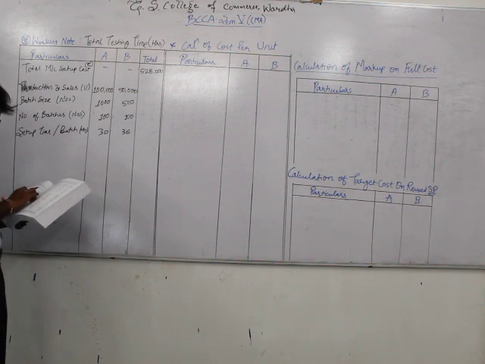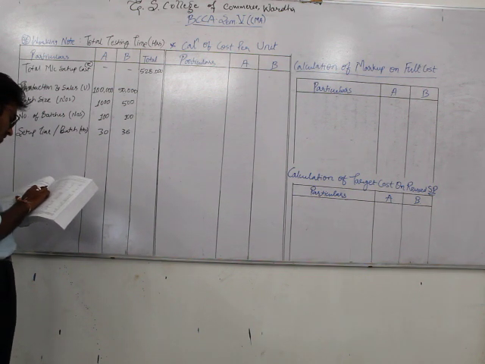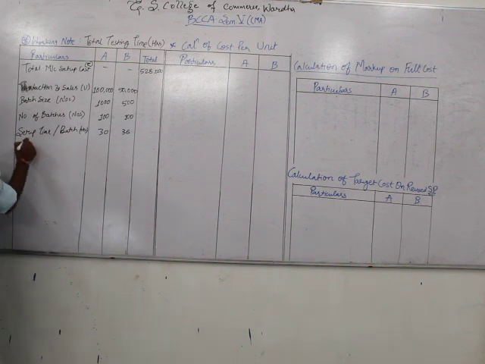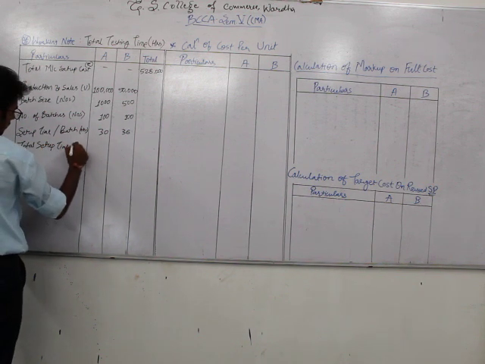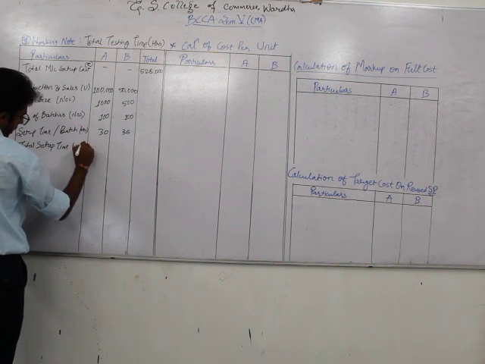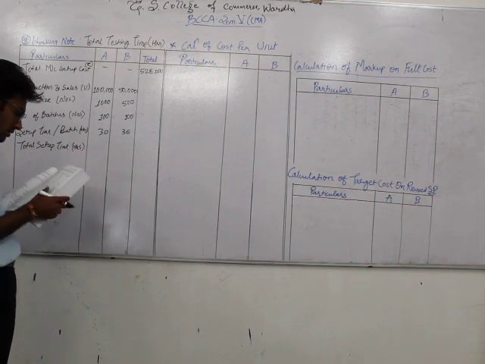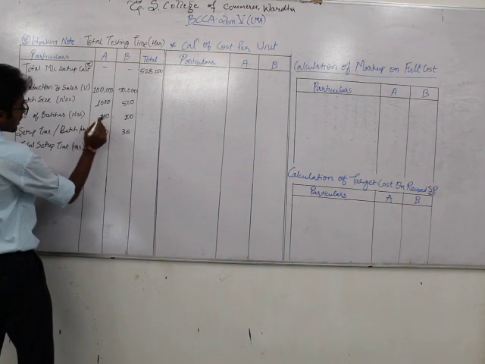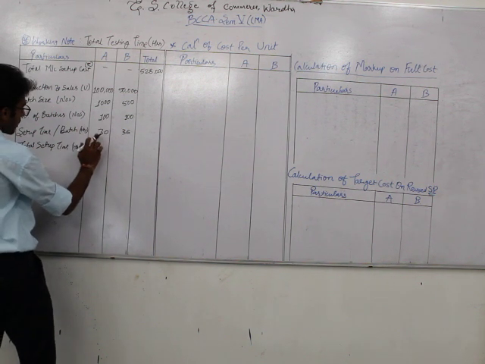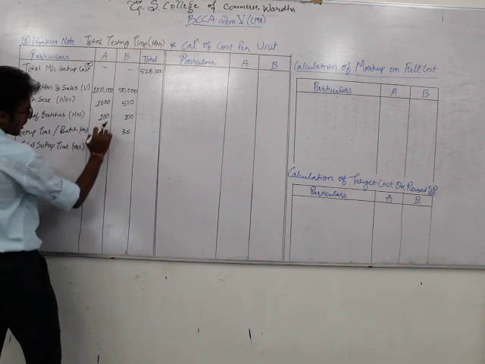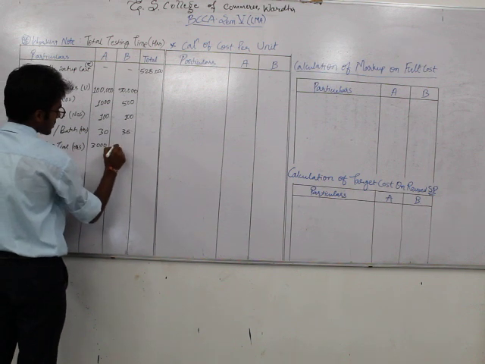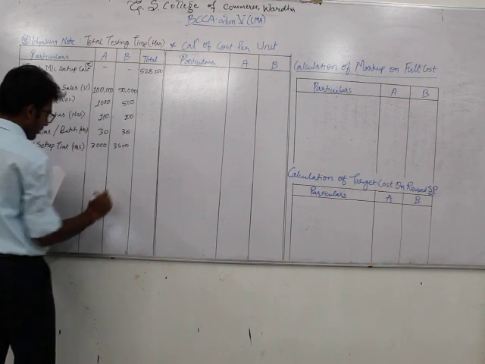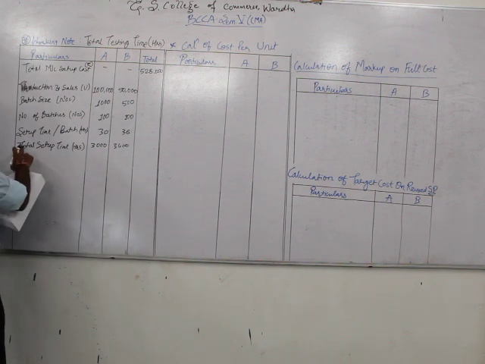After that, we'll be having total setup time, and total setup time can be indicated in hours. So total setup time will be numbers of batches into setup time. 100 into 30, that is 3000, and 100 into 36, that means 3600. That is how you can get total setup time.